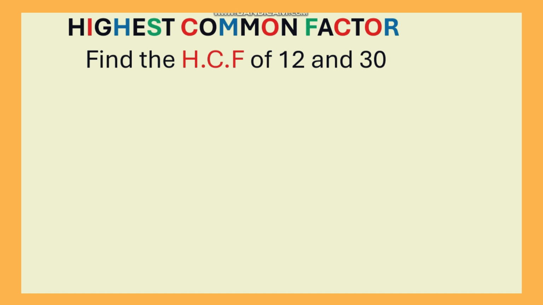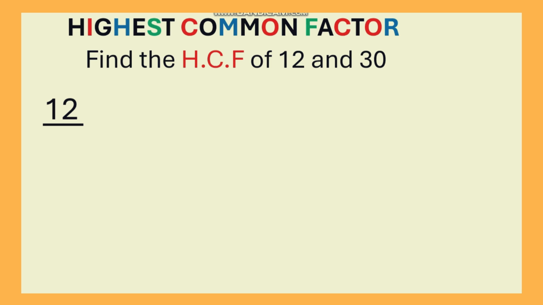Now we've changed it to H.C.F. In this situation, we are going to look at factors of 12. And when you say factors, we mean two numbers you can multiply together to give you the number in question that you're looking at. So now when you look at 12, what are the numbers you can multiply together to give you 12?